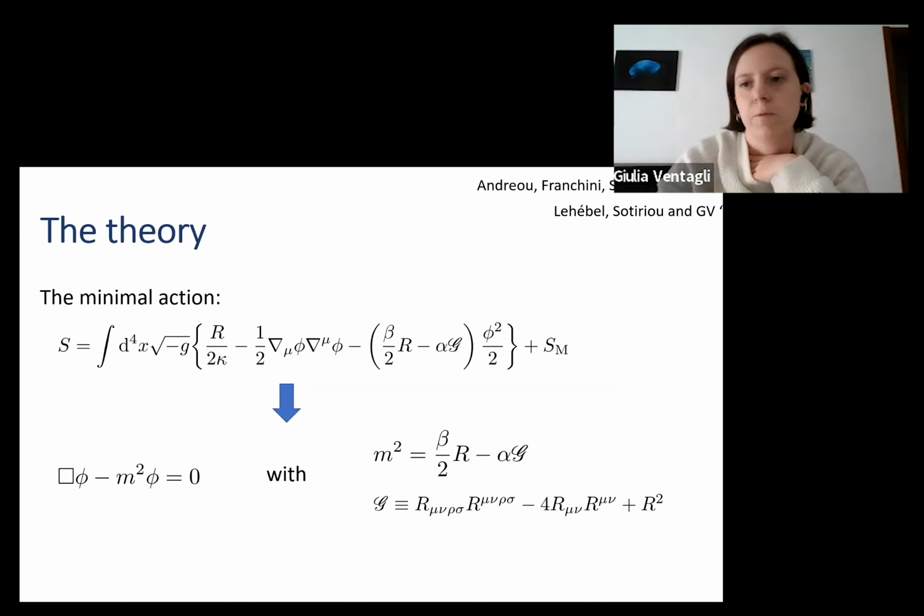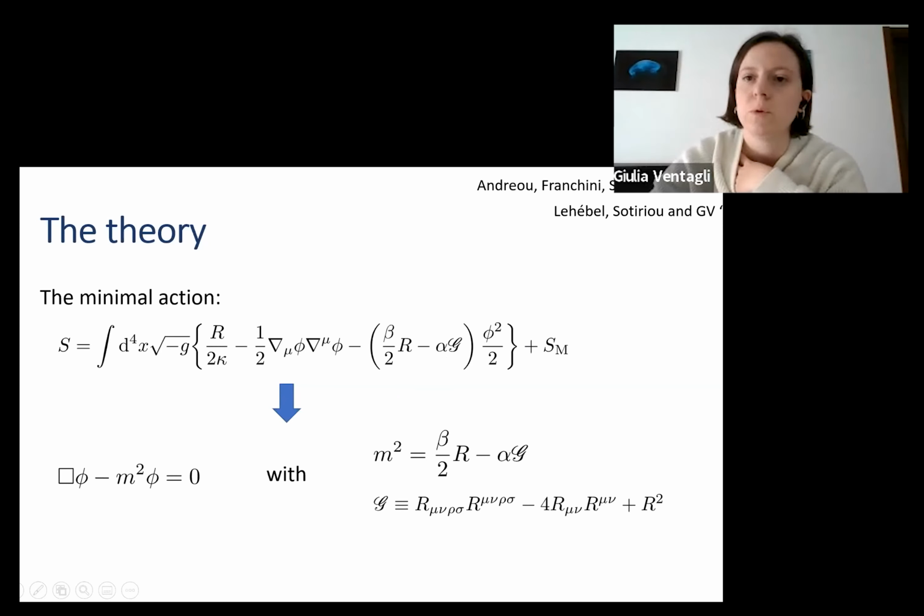In our work, we studied this phenomenon for the theory that I'm showing here, which is the result of a previous work that we did in our research group. This theory contains all of the terms that can trigger a tachyonic instability, so that at a linear level it triggers spontaneous scalarization. We have a coupling between the Ricci scalar and the scalar field with the coupling parameter beta, and we have a coupling with the Gauss-Bonnet invariant, whose form is expressed here, coupled to the scalar field, with coupling parameter alpha.